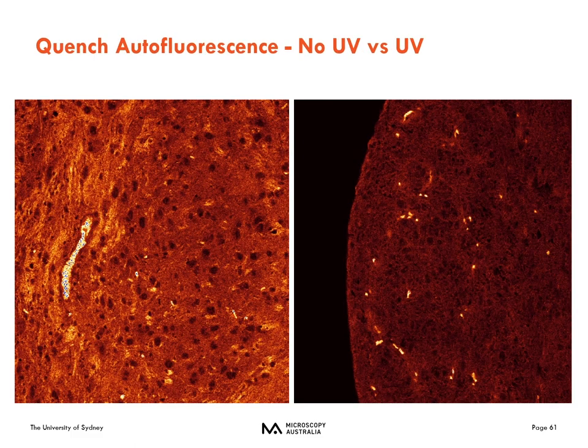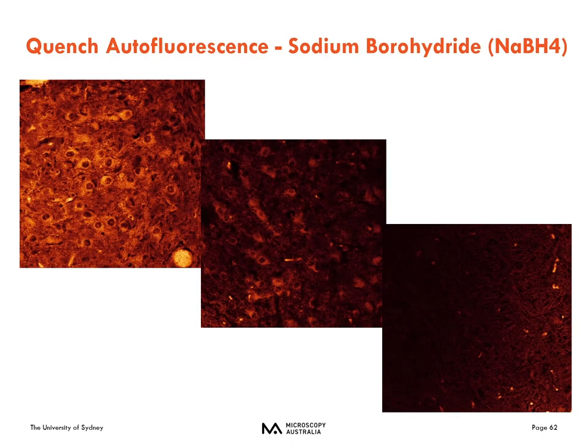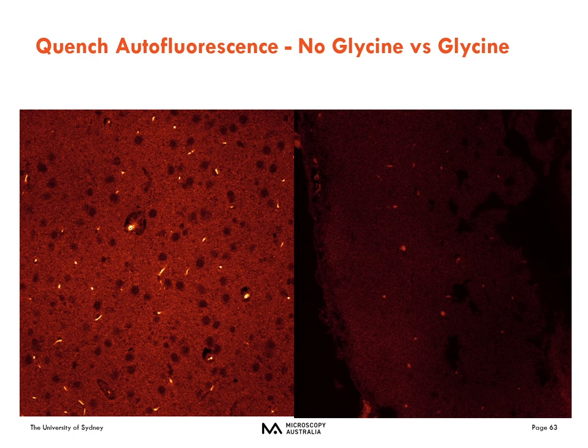To quench autofluorescence, we can compare the sample with or without UV radiation. You can see the image on the left has way more autofluorescence background than the image on the right. Using sodium borohydride can also help to reduce background fluorescence, but be careful, you might reduce your real signal as well. Glycine can also help to reduce background fluorescence.